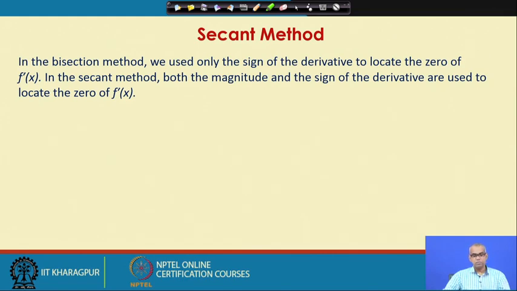So, in case of the bisection method, we have used the sign of the first derivative only. In case of the second method, we use both the sign of the first derivative as well as the magnitude of the first derivative to find the stationary point of f x, or to find the root of f prime x equal to 0.